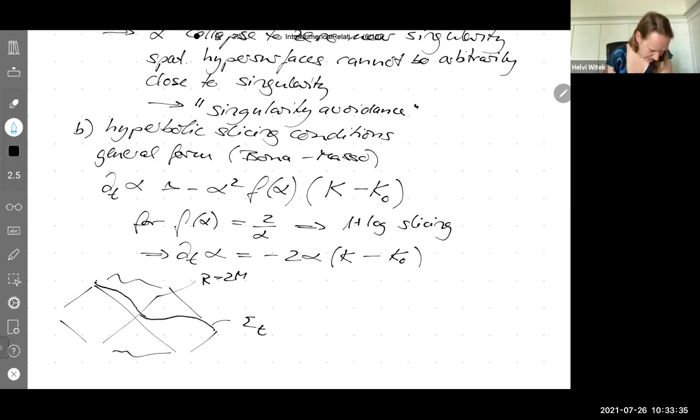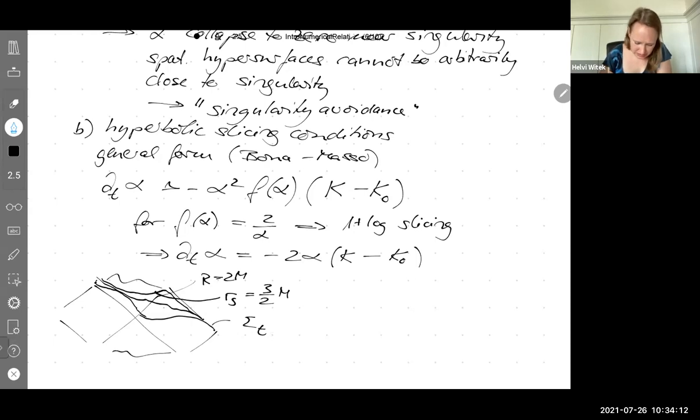My drawing is not ideal, but what happens as you evolve this in time, instead of actually going to the singularity, it will avoid this region near the singularity. The limiting line here, one can show, is essentially given by 3 over 2m. So our slicing will never get closer to the singularity than this value here.